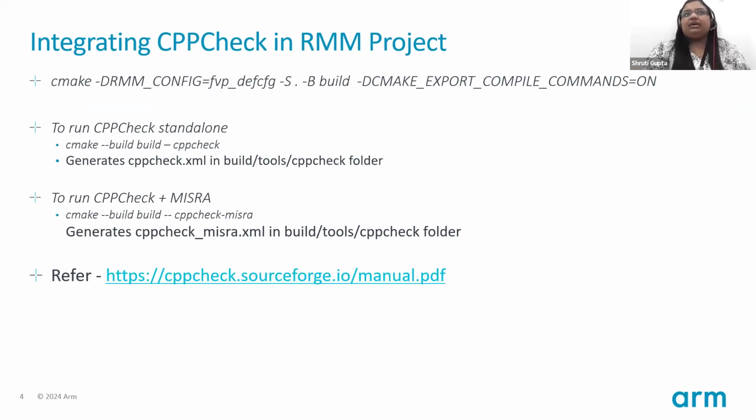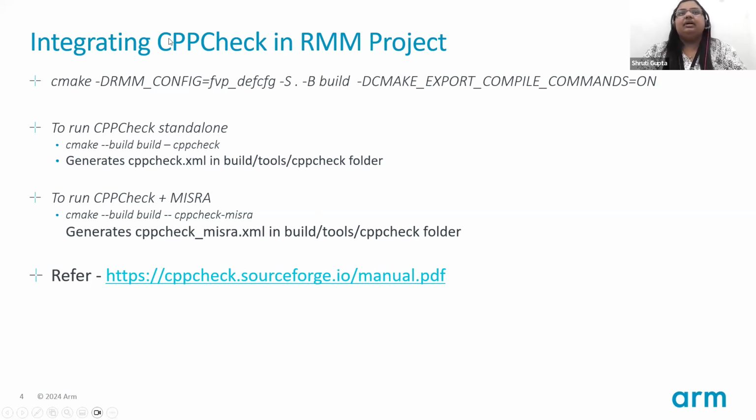In the RMM project, this is the command to integrate CPPcheck with CMake. As I said, CPPcheck has two variants. We can run CPPcheck standalone without the MISRA add-on, and with the MISRA add-on. So these are the two steps to run it, and it generates an XML output in the build folder, that is cppcheck.xml or cppcheck-misra.xml. And so yeah, this is the manual.